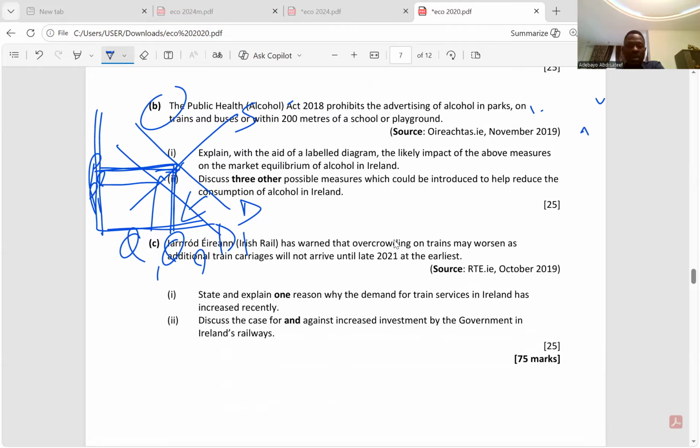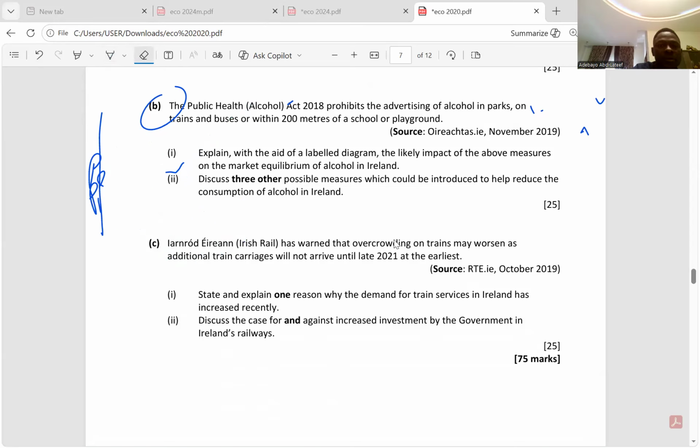So then they said we should explain. With the lack of advertisement, information about alcohol in Ireland would reduce, and that will shift the demand curve leftward from D to D1, as the quantity demanded would reduce from QE to Q1, and there will be a fall in the price of the product from PE to P1. So that's about that. Now we have the next question.